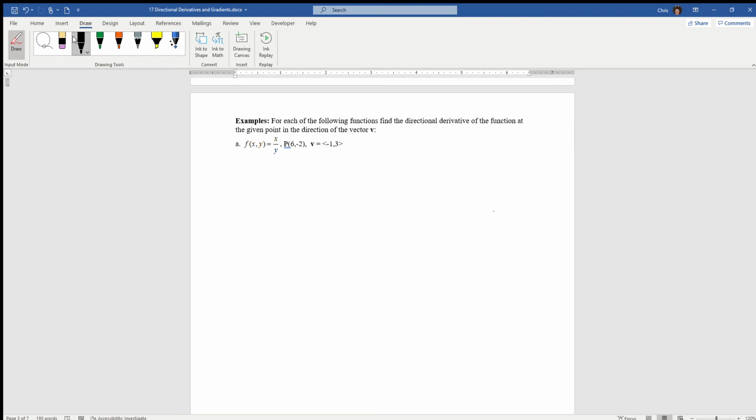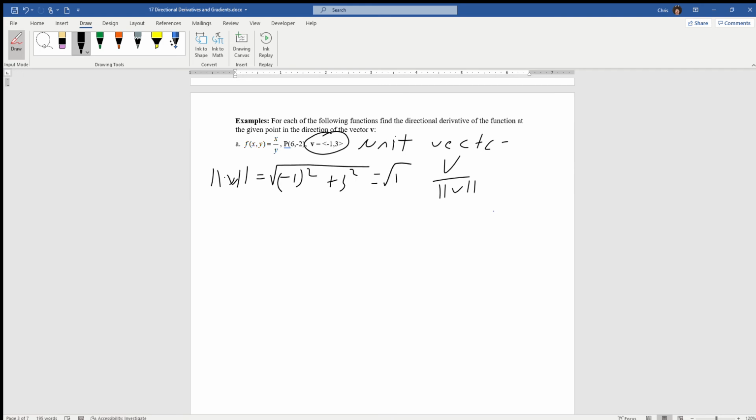The first thing we have to do is find a unit vector in the same direction. This is not a unit vector. Remember, to find a unit vector, it's v over the magnitude of v. So the magnitude of v is going to be equal to the square root of (-1) squared plus 3 squared, otherwise known as root 10. And so our unit vector in the same direction is going to be (-1 over root 10, 3 over root 10). And in this example, those are going to be our a and our b.